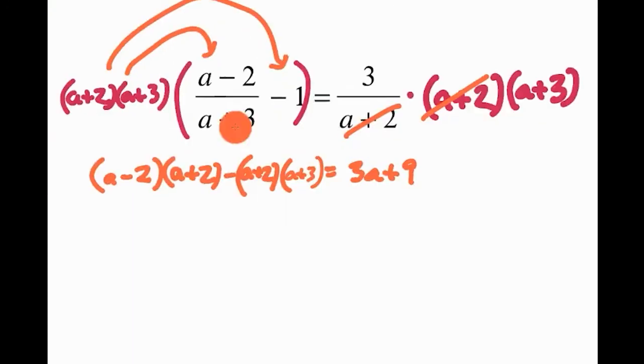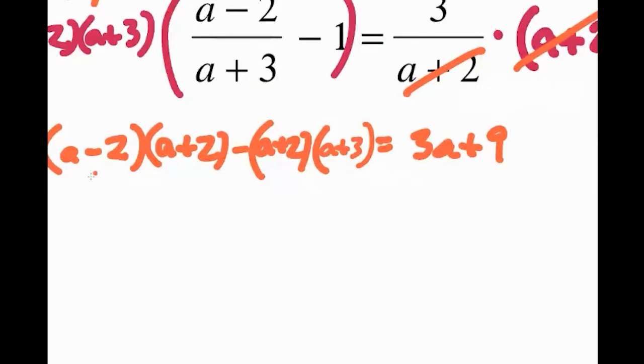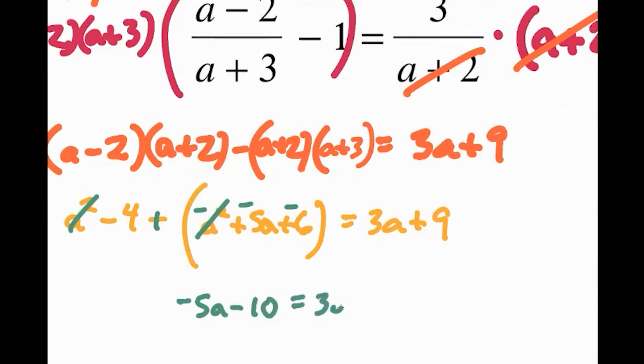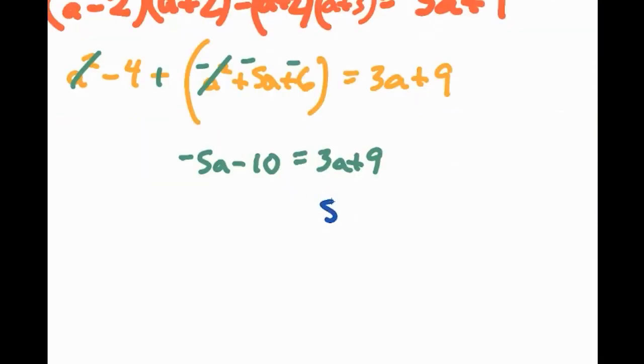And here's where, I guess this isn't really middle school. This is more high school level because it's going to be quadratic. So you're going to have a squared minus 4 minus a squared plus 5a plus 6, if you expand that out, equals 3a plus 9. Simplify everything. So a squared minus a squared is going to cancel. We're going to distribute this negative here. So then you're going to have negative 5a minus 10 is equal to 3a plus 9. Add the 5a to both sides, you get 8a, subtract the 9, you get negative 19. Negative 19 over 8.